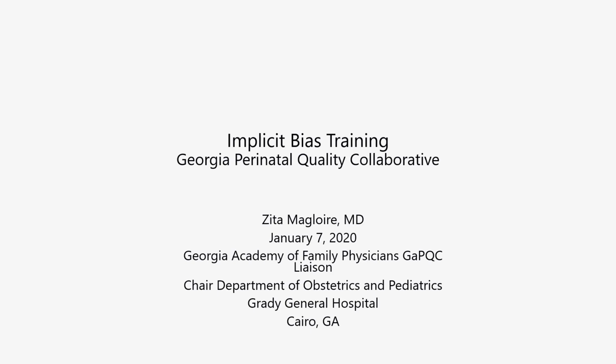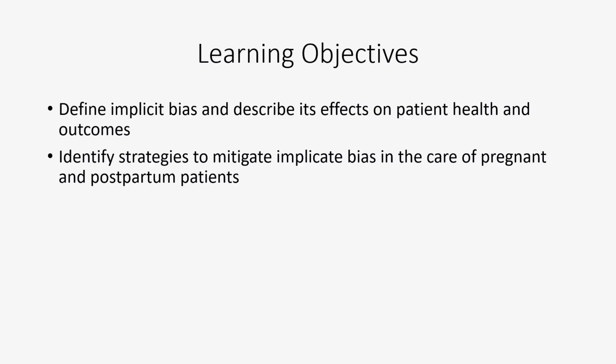So today we'll be talking about implicit bias, and to get started, we can go to the next slide, to the learning objectives. Very simple, just 2 things. So we just want to know what it is, define implicit bias, and describe its effects on patient health and outcomes. And then we're going to identify strategies to mitigate implicit bias in the care specifically of pregnant and postpartum patients.